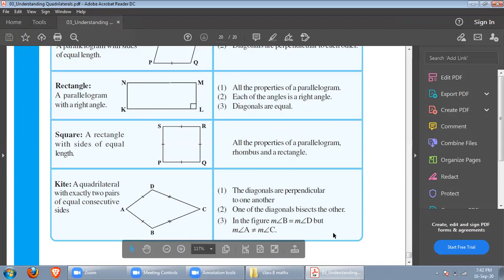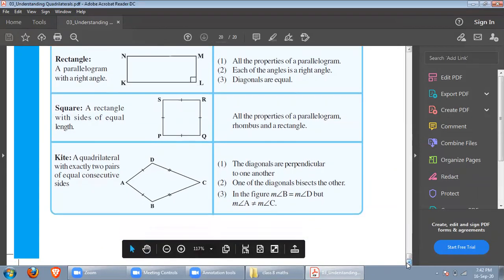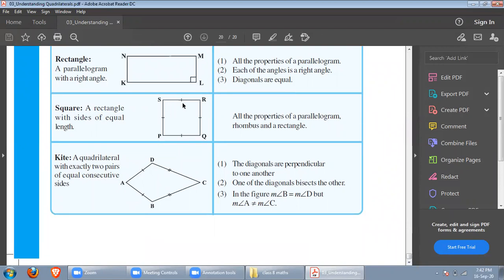Let us move to square. A square is also a rhombus, but again, square is also a rectangle. At first, square is a parallelogram because opposite sides are parallel, PQ parallel to RS, SP parallel to QR. In addition, opposite sides are equal in length. Adjacent sides are equal. All the sides are equal in length, like a rhombus.